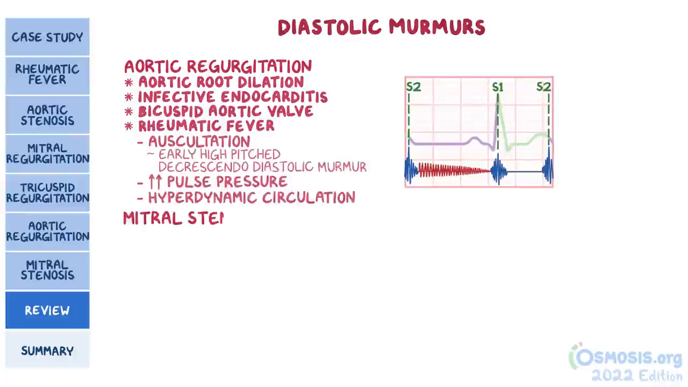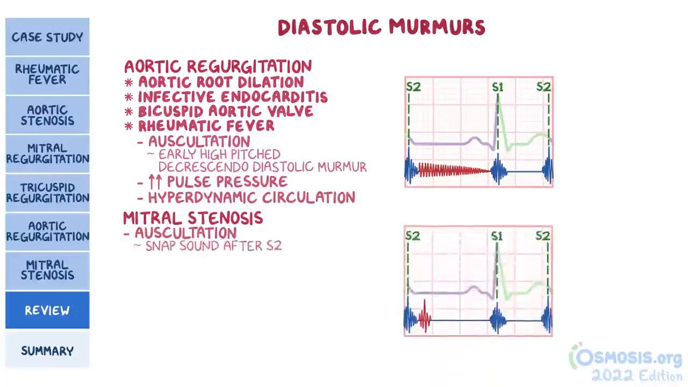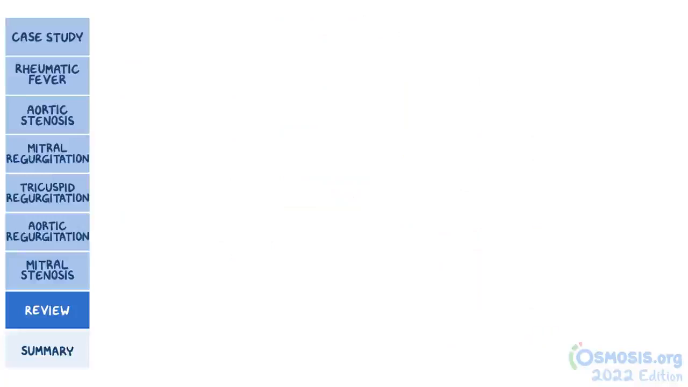Finally, there's mitral stenosis, where on auscultation there's a snap sound after S2 as well as a diastolic rumble as blood is forced through the smaller opening. Okay, back to our cases.